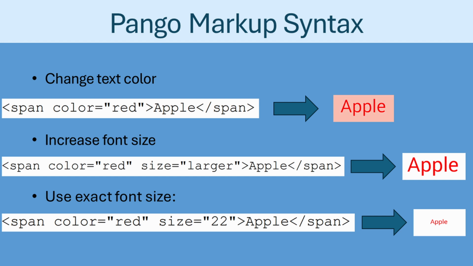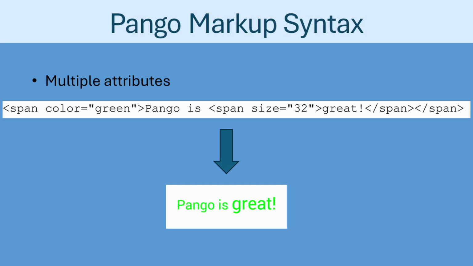To change the word apple to red, we can specify the color red in a span as seen here. To increase the font size, we can set the size attribute to larger, which increases the font size by 25%. To specify an exact size, we can set the size attribute to a number. In this example, we have set the size to 22. It's important to note that we can enter multiple attributes to a single entry. In a similar manner, we can actually have multiple layered spans. For example, to make a phrase green, but only make one word larger, we can use a nested span as shown here.